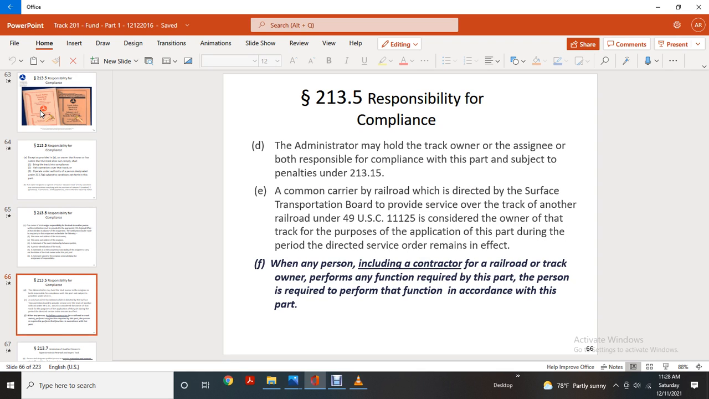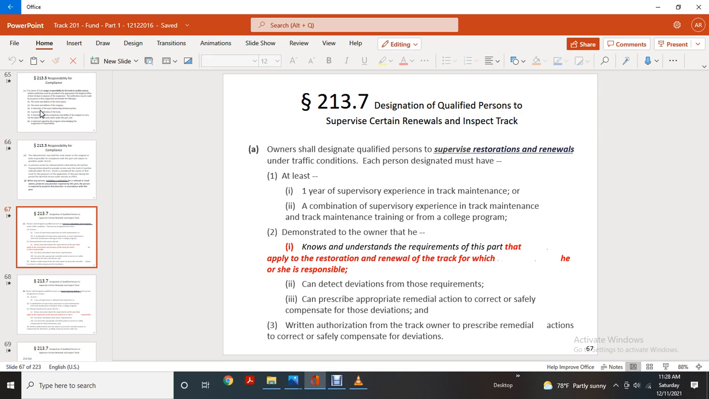part during the period of the directed service, remaining in effect. When any person included in the contract for the railroad or track owner performs any of the functions required by this part, that person is required to perform the function in accordance with this part. 213.7, designation of qualified persons to supervise certain renewals and inspections of track: the track owner shall designate a qualified person to supervise the restoration and renewal of the track under traffic conditions.